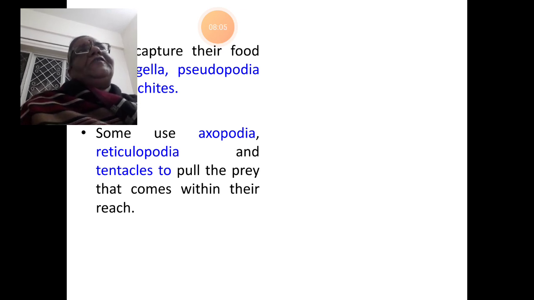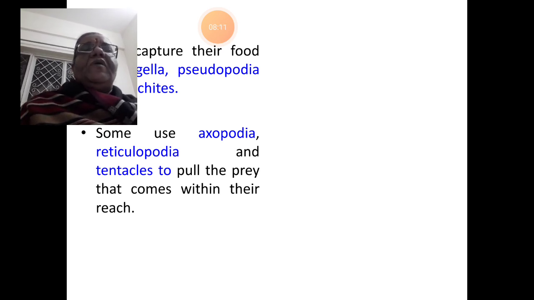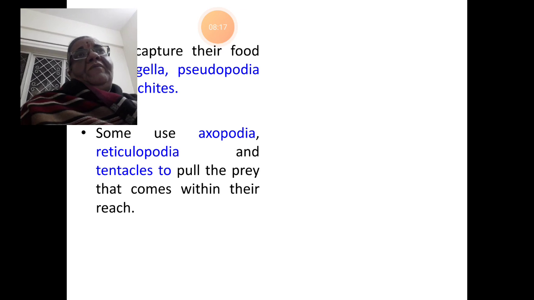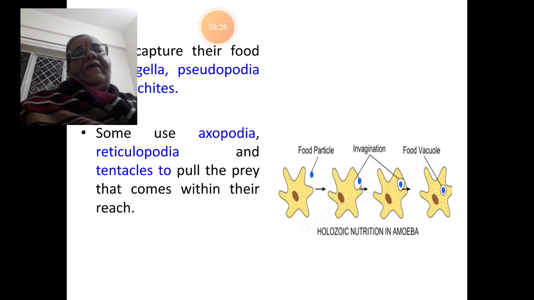When I was talking to you about the various types of locomotory organelles in protozoa, I referred to all these axopodia, reticulopodia, etc. And there I mentioned that the primary function is to capture the food rather than locomotion, right? So some use their locomotory structures for capturing the prey.